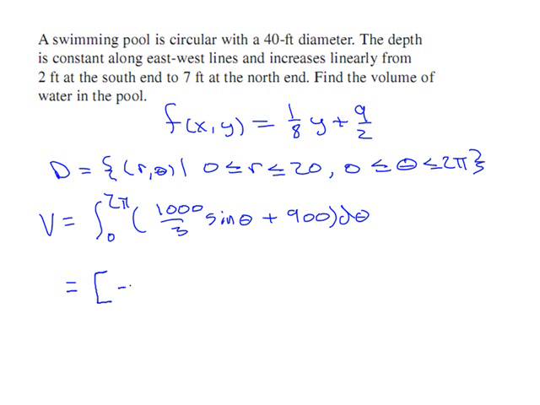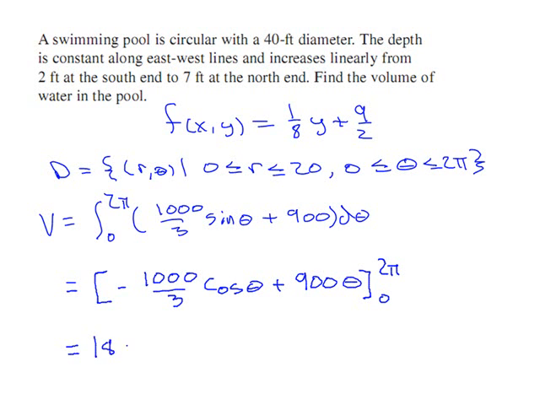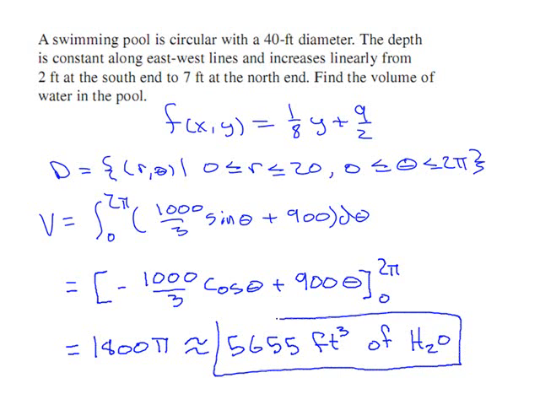which comes out to the quantity negative 1000 thirds cosine of theta plus 900 theta, evaluated at the endpoints, which is 1800 pi, or about 5,655 cubic feet of water. This is the volume of water in the pool.